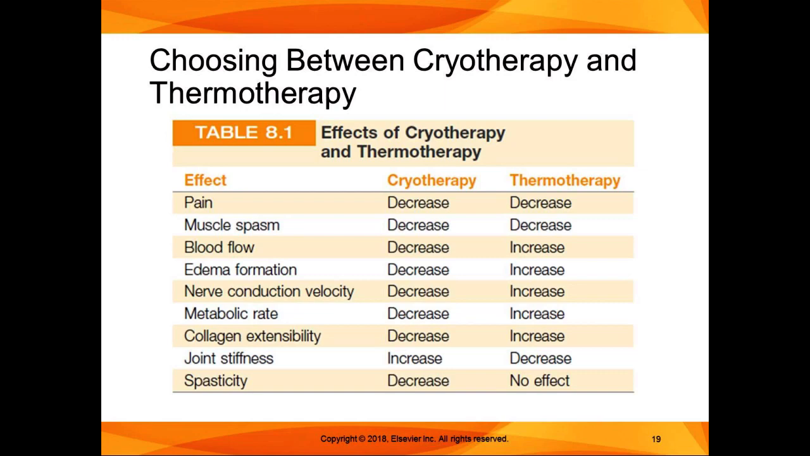So most things on this list, cryotherapy decreases and thermotherapy increases, except joint stiffness. So blood flow, edema, nerve conduction velocity, metabolic rate, and collagen extensibility are all decreased by cryotherapy. And all of those are increased by thermotherapy. Joint stiffness is increased by cryotherapy and decreased by thermotherapy.